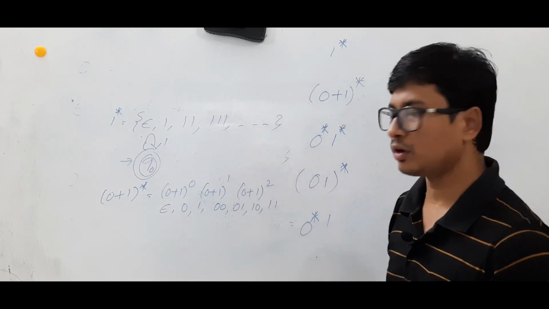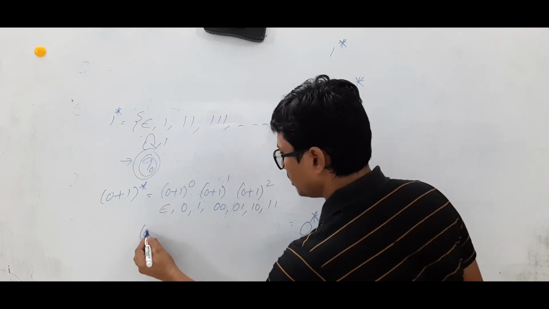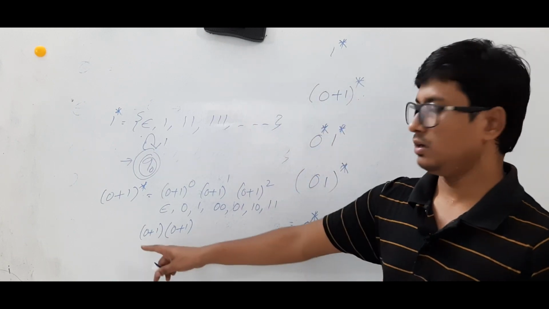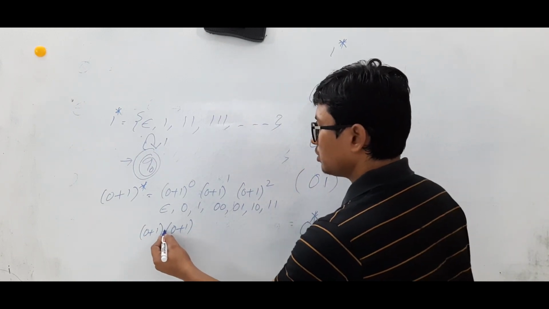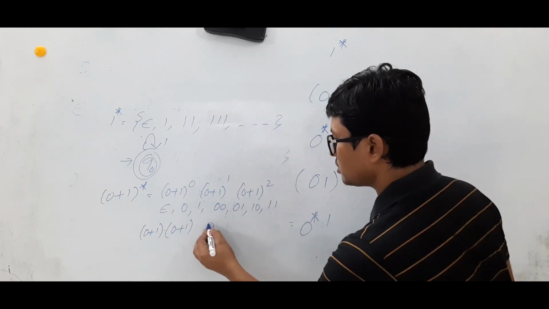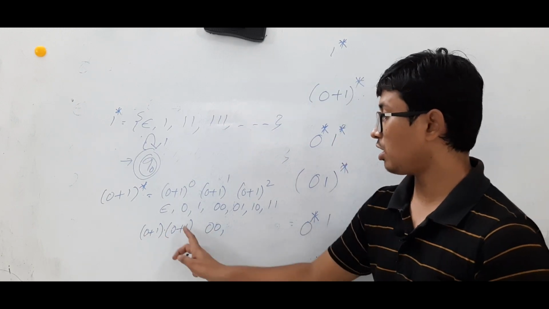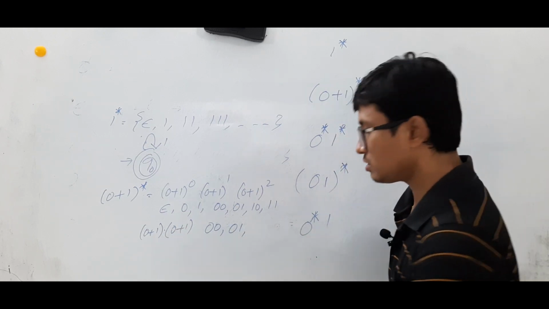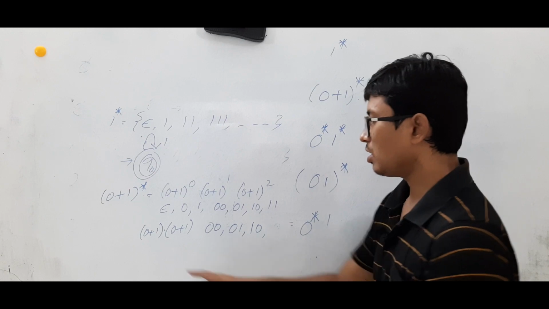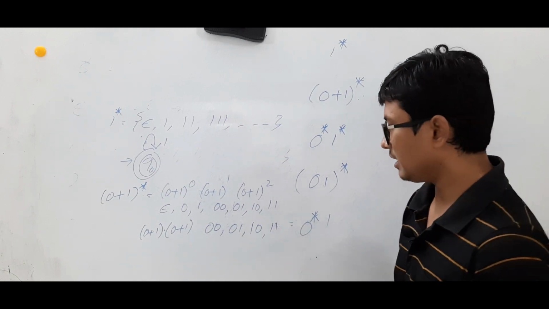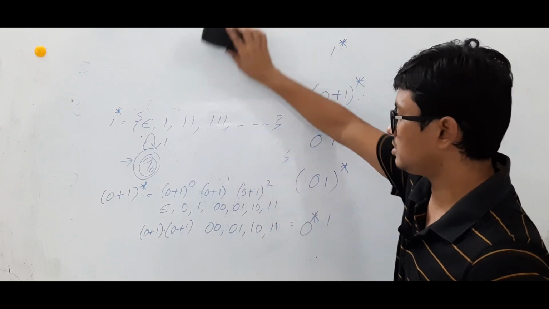If you have a doubt how I got it, we already discussed. 0 union 1 concatenated with 0 union 1. Then what can I do? 0 concatenated with 0, I will get the string 00. 0 concatenated with 1, I will get 01. 1 concatenated with 0, I will get 10. 1 concatenated with 1, I will get 11. So I will get all the strings whose length is 2.